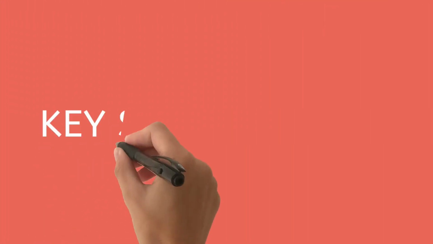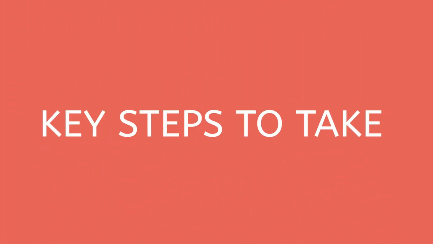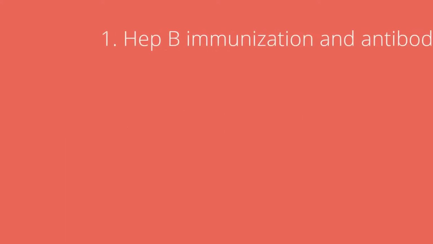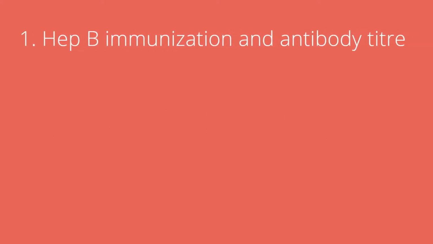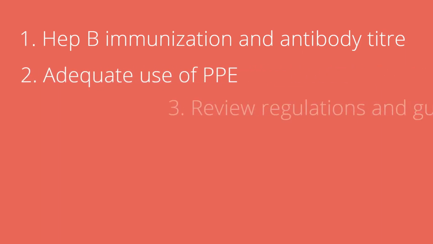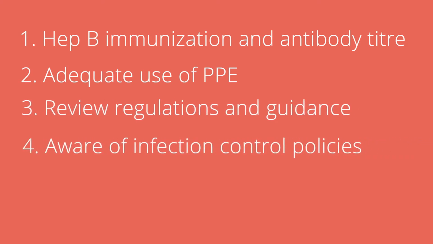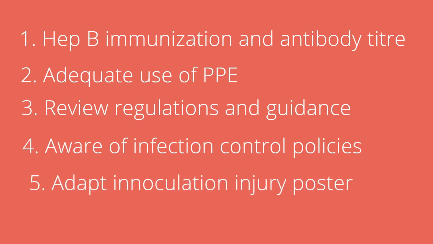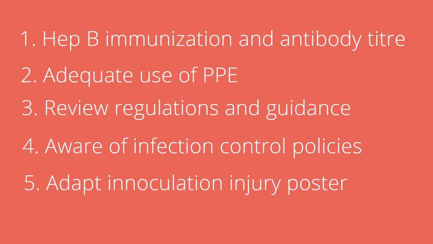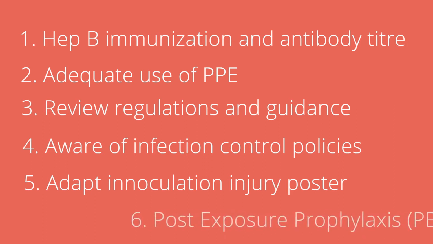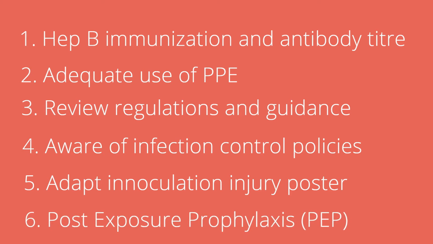So, key steps of preparation to manage inoculation injuries: it's important that you are fully immunized against hepatitis B and that your antibody titers are within the required range, that you utilize all appropriate PPE, that you review the regulations and other guidance in SHARP and are aware of the infection prevention and control policies, and adapt the inoculation injury poster to meet your requirements and complete the contact and post-exposure prophylaxis details on the poster, which should usually be available in every dental practice setting.